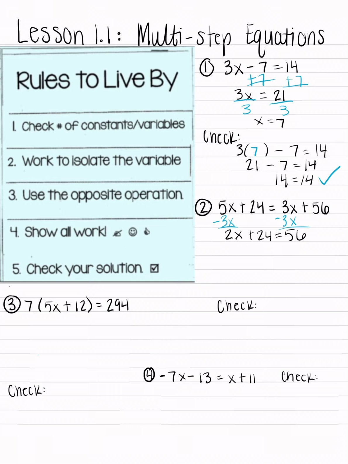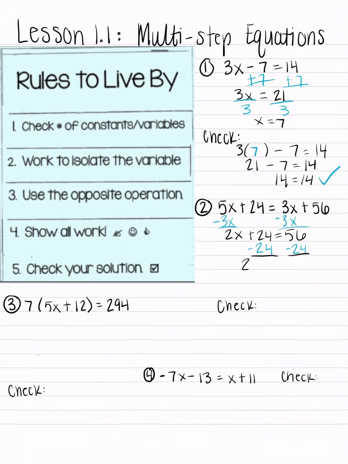Remember, make sure you're not rewriting the equation with funky junky stuff. Keep everything where it's supposed to be, on the side it's supposed to be. Okay, so then the next thing I'm going to do is, since I need to get rid of plus 24, I'm going to subtract 24.